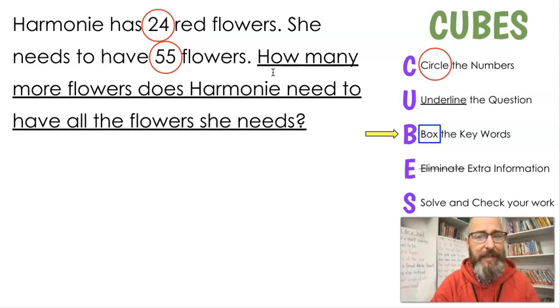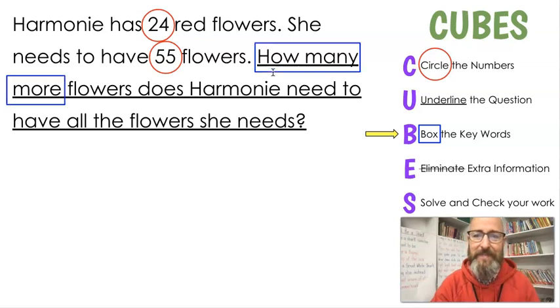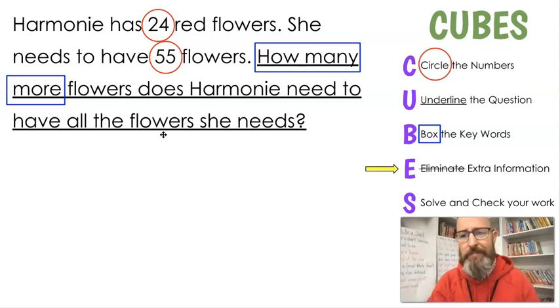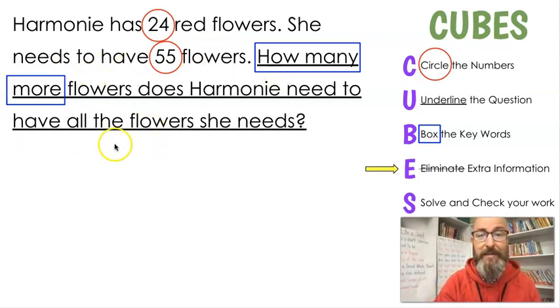B stands for box the keywords. Do you see any keywords? It's not have left this time, is it? How many more? That was on our list. If you see how many more, that means to do what? Subtract. That's right. So we're on good track. We have our numbers, we know we subtract, and we know what we're being asked to solve. Next, we're going to eliminate any extra information. Do you see any extra information? I don't really see anything. We're circling and boxing and underlining almost every sentence in here, so there really isn't anything extra, so we can go straight to solve our work.